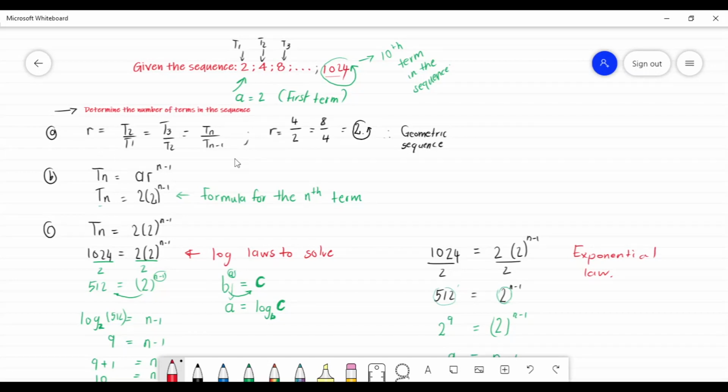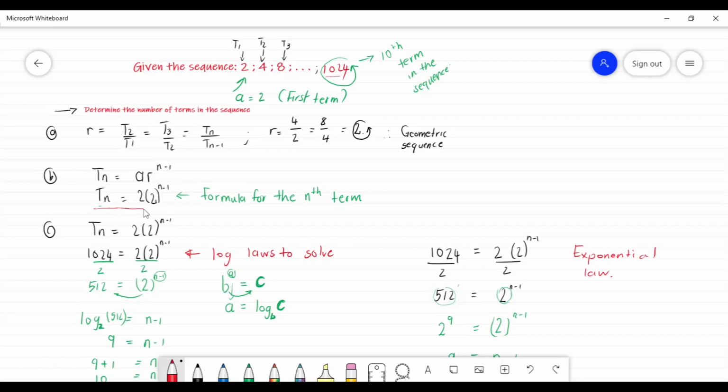We used the general formula of a geometric sequence, which is Tn is equal to A times R to the power of n minus 1. We substituted your A, which is equal to the first term, which is your 2. We substituted our common ratio, R, which is equal to 2, and then it's n minus 1. And by doing that, we got the formula for the nth term, right? And once we have the formula for the nth term, we could determine the number of terms in this sequence.